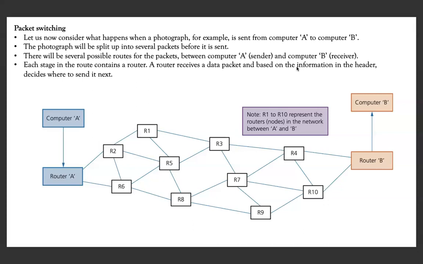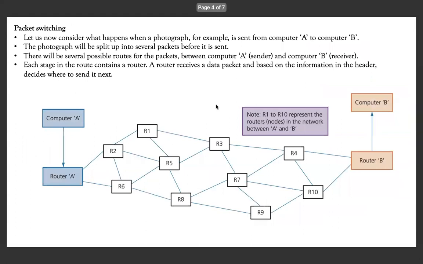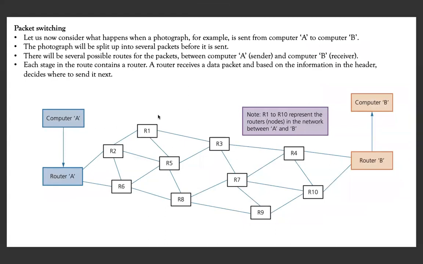As you remember, the header contained some very vital pieces of information, such as the IP addresses of the sender and the intended recipient. Basically, the routers, the interconnecting routers in between, are using that information to determine where the packet has to be forwarded.